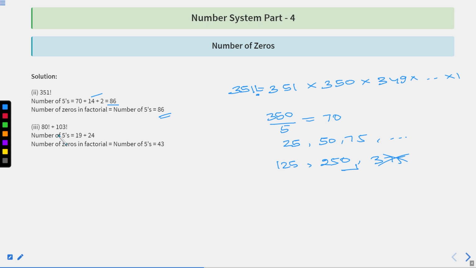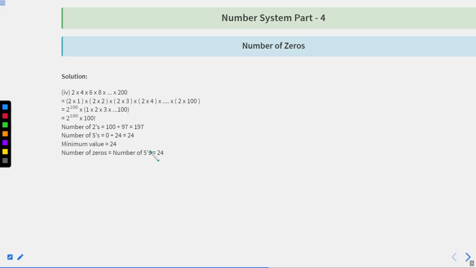Next question: 80 factorial plus 103 factorial. How many fives are there in 80 factorial? There are 19 fives. How many fives in 103 factorial? 24 fives. Add both of them and you will have the total number of zeros in the factorial of the sum given to you. That would be 43.